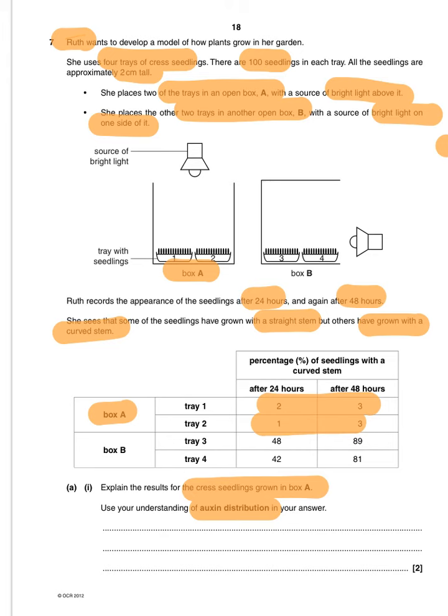So if we're talking in terms of auxin, what we've got to think about is, where is the auxin going to be? Is it going to go down one side of the plant, the other side of the plant, or is it going to be evenly distributed? And what would be the effect of auxin? So we're not just describing our answers, we're trying to explain it, because it does ask us to explain.